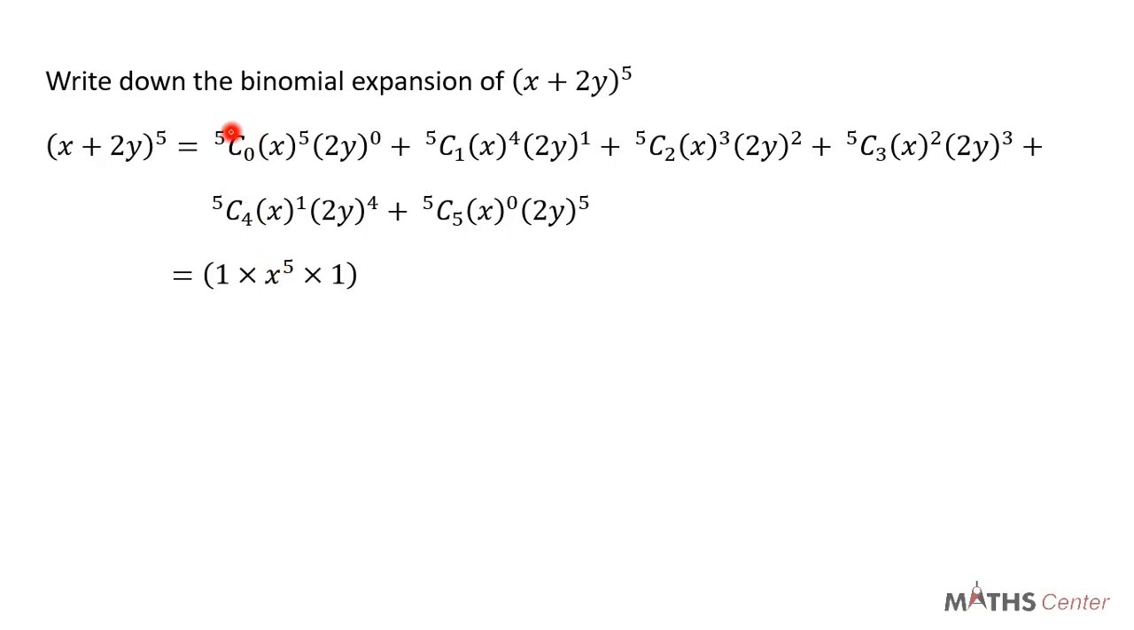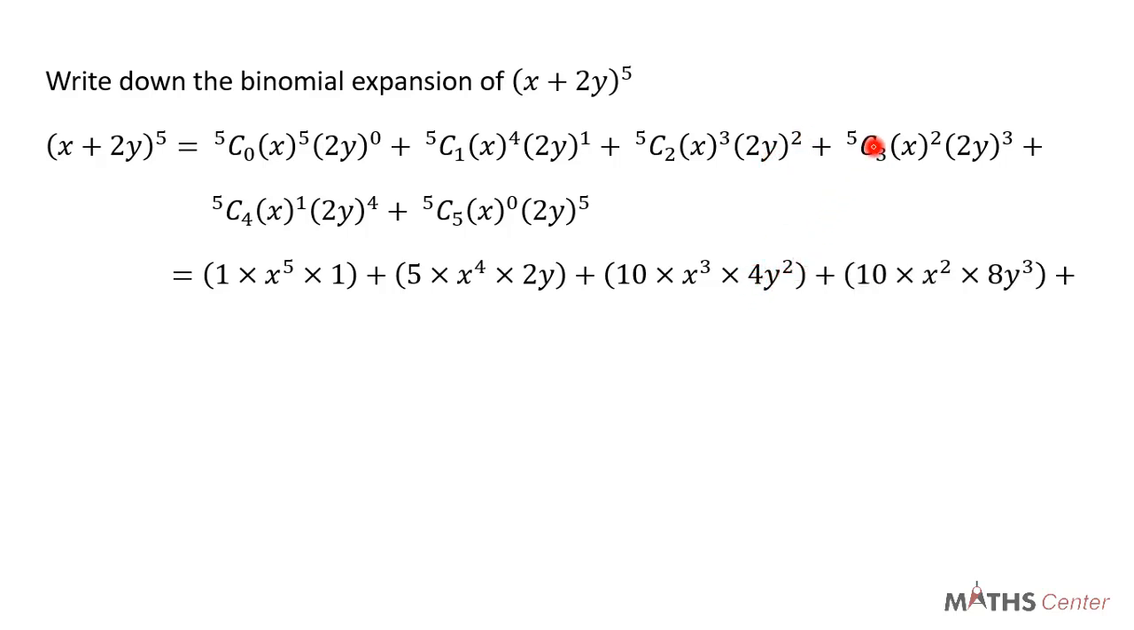Let's simplify this. 5C0 is 1. x^5 is x^5. (2y)^0 is 1. 5C1 is 5. x^4 is x^4. (2y)^1 is 2y. 5C2 is 10. x^3 is x^3. (2y)^2 gives us 4y^2. 5C3 is 10. x^2 gives us x^2. (2y)^3 gives us 8y^3.